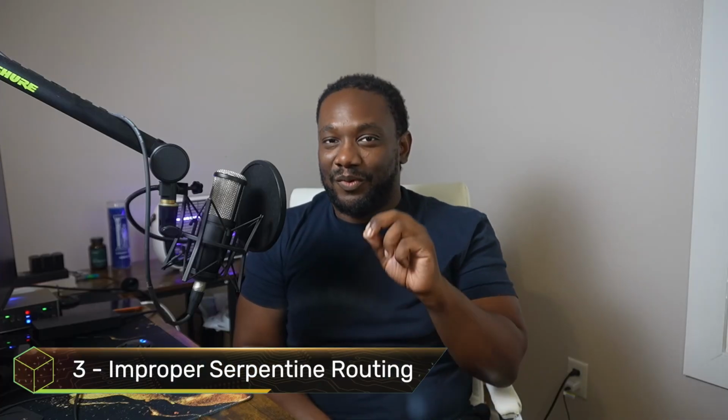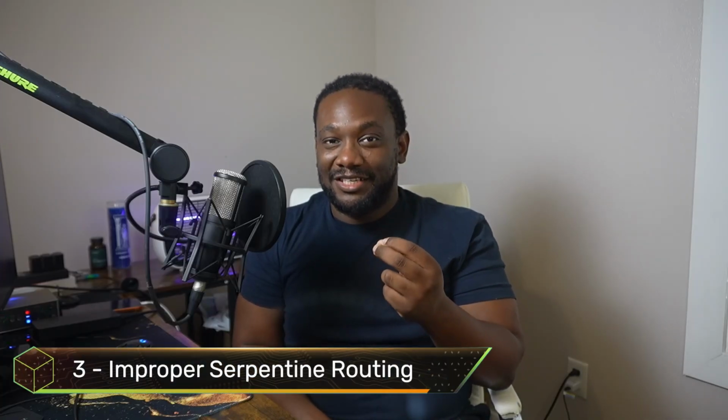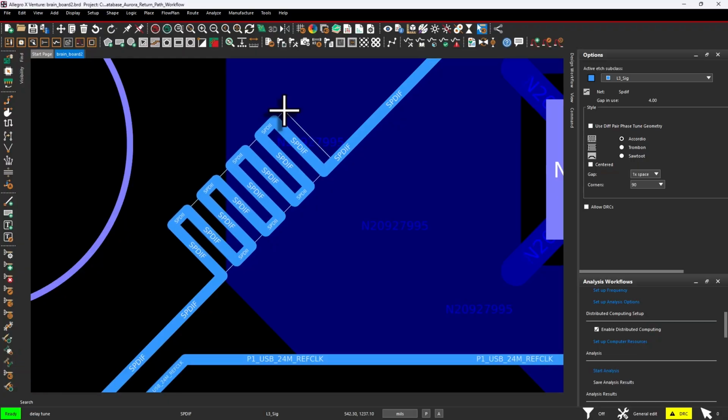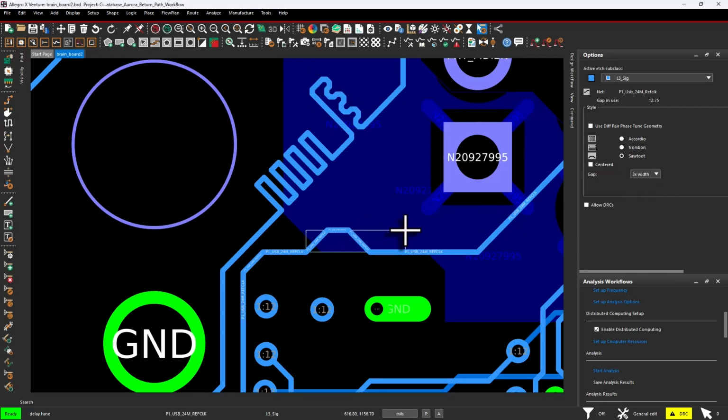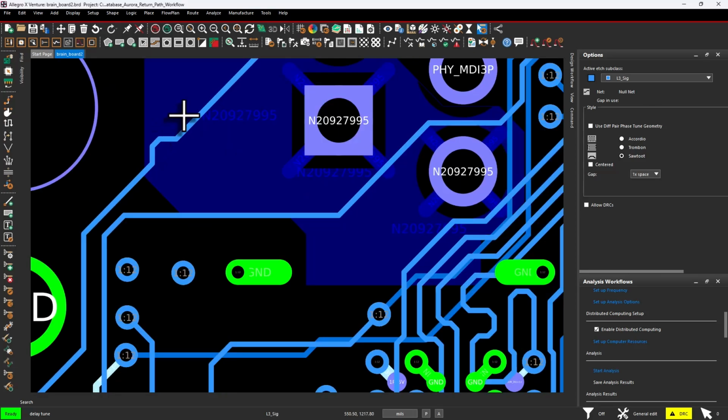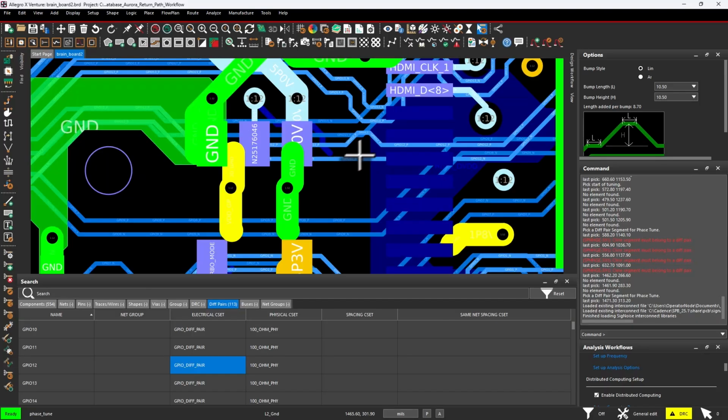Problem number 3, the way you correct your bend creates its own discontinuity. The serpentine patterns and the trombones that you add to differential pairs in and of themselves can introduce their own impedance discontinuities, including phase mismatching for dynamic phase of your differential signals. See, every bend that you add adds local inductance and also capacitance, and too much bend correction creates coupling and common mode noise.